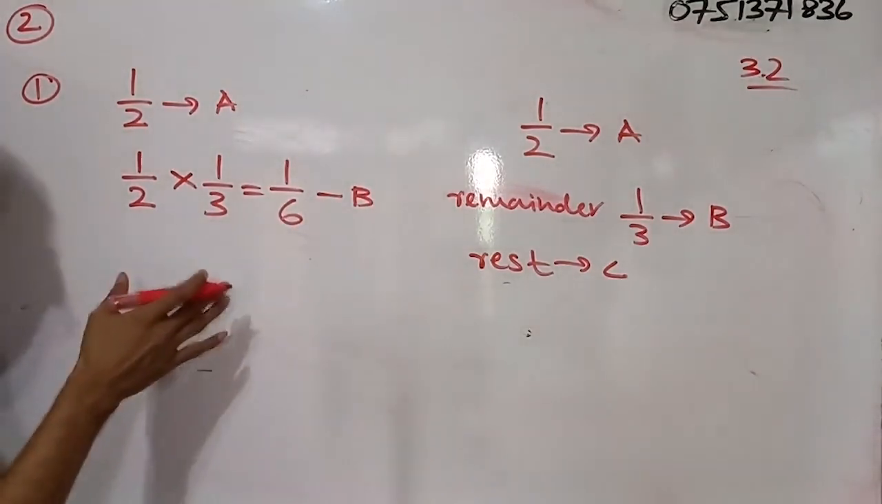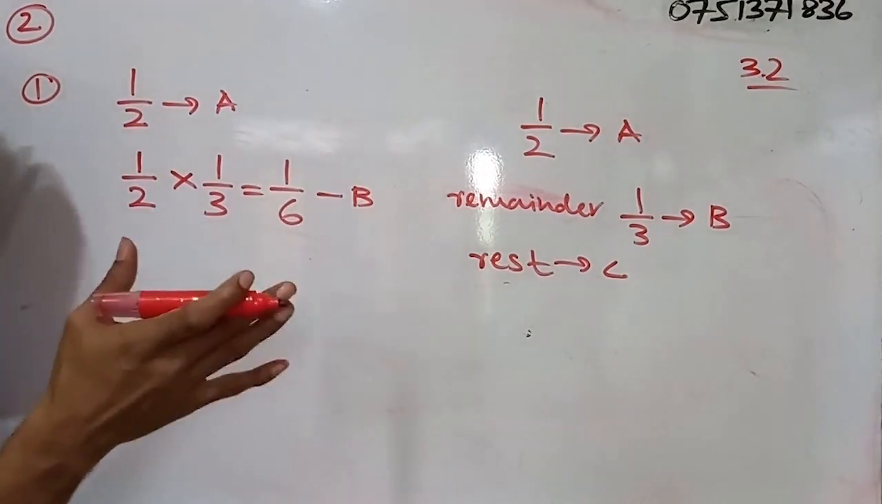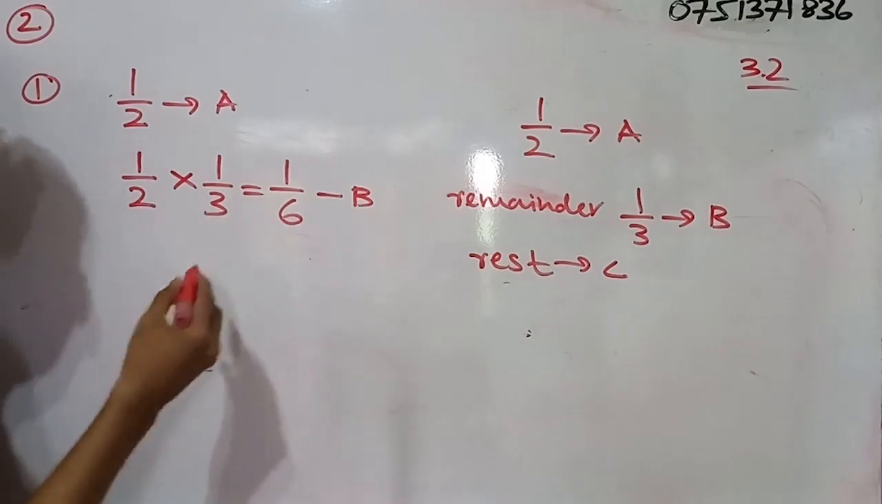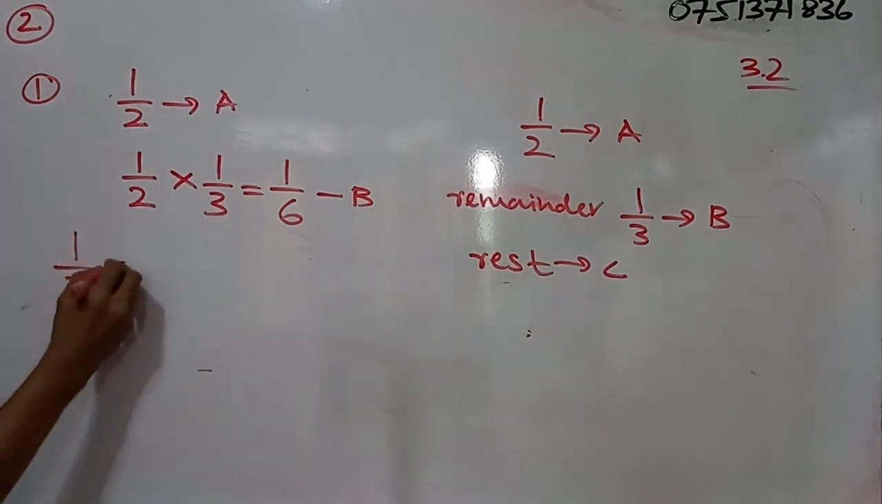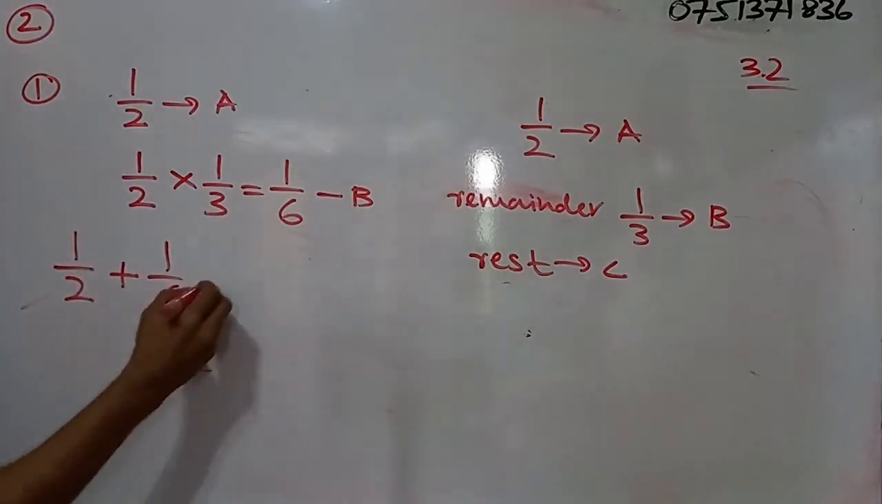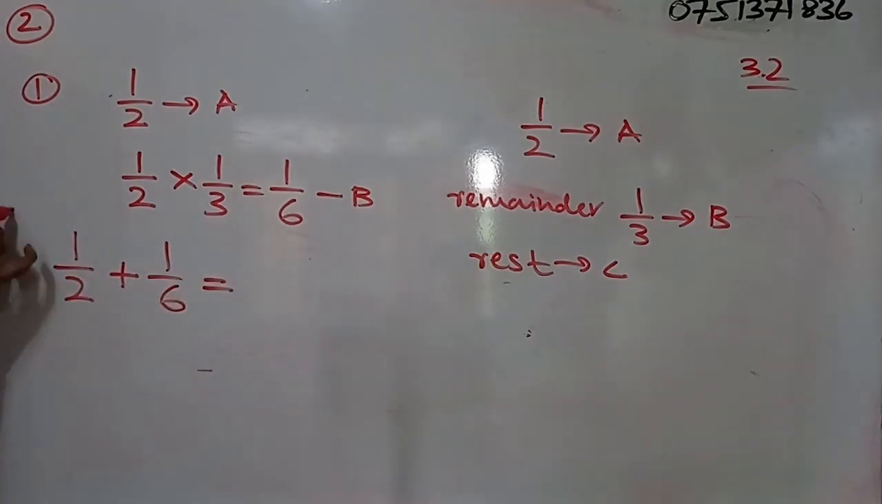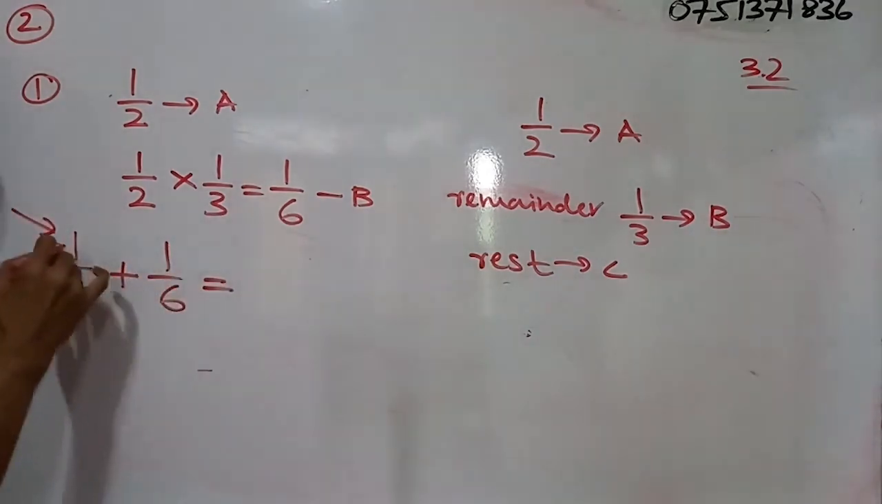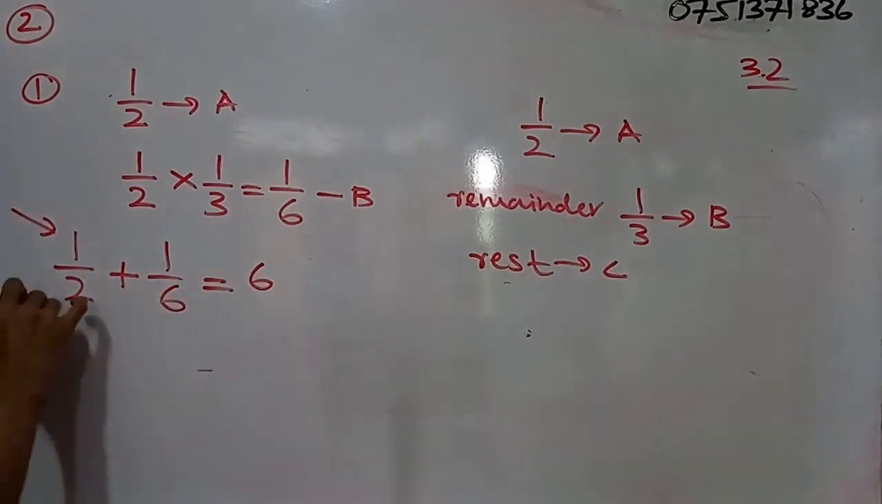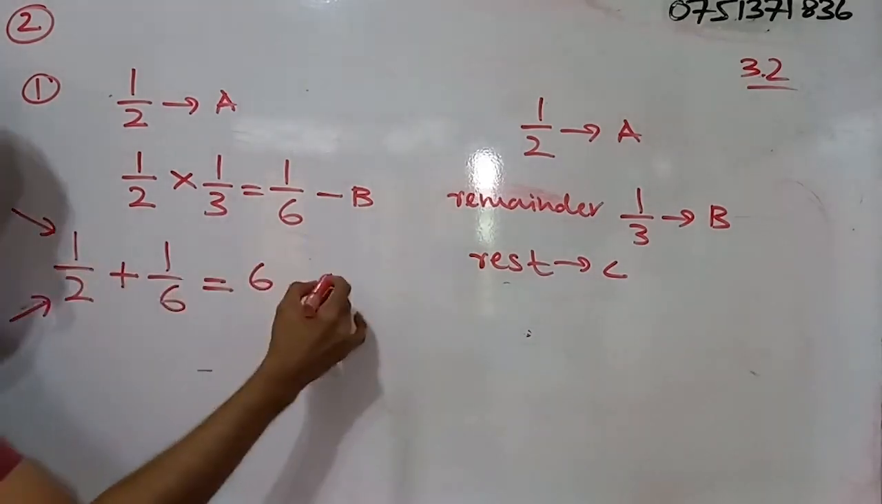So what is the total amount that A and B received as a fraction? We have to add these two fractions, no? So 1/2, to that we add 1/6. So we will do the shorter method. Cross multiply in this way. So 1 times 6, that is 6. Now cross multiply in this way. 2 times 1, that is 2.